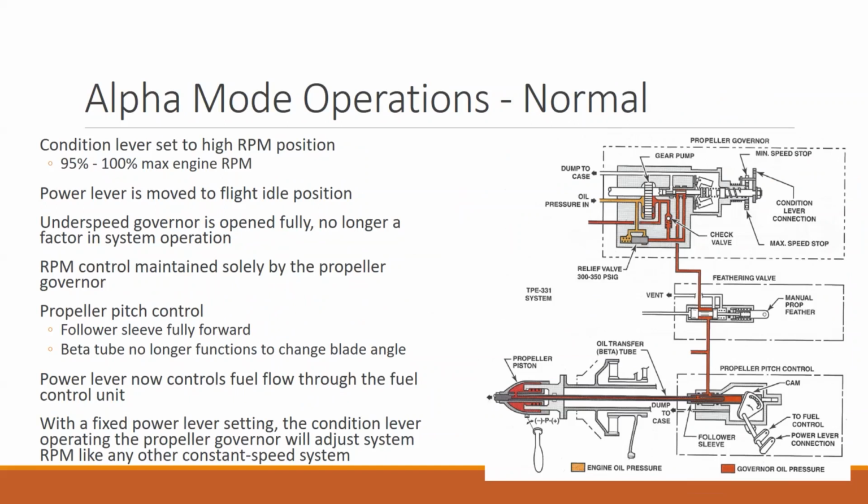Power lever directly controls the fuel flow to the engine through the fuel control unit. And with a fixed power lever setting, the condition lever is now going to adjust. It's going to provide an input to the speeder springs and the flyweights inside the prop governor. So that condition lever basically acts like a propeller lever now. Okay. Earlier it set our RPM, our low idle RPM. Now it's going to set our RPM as the prop RPM. Okay. And it works like any other constant speed system.